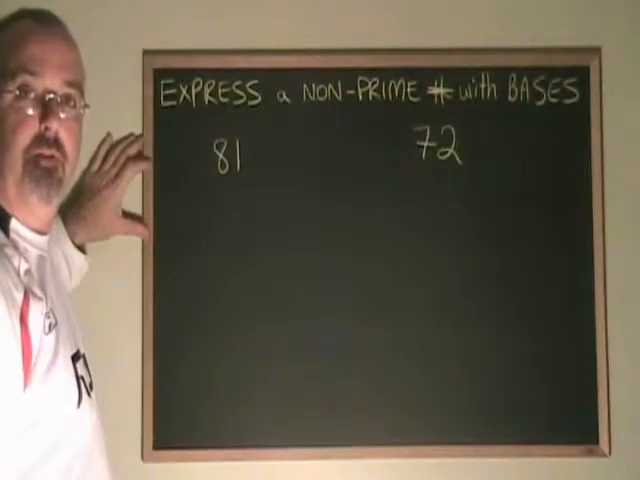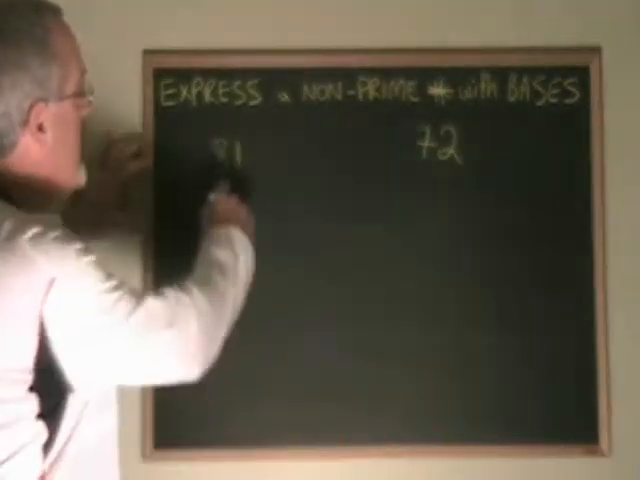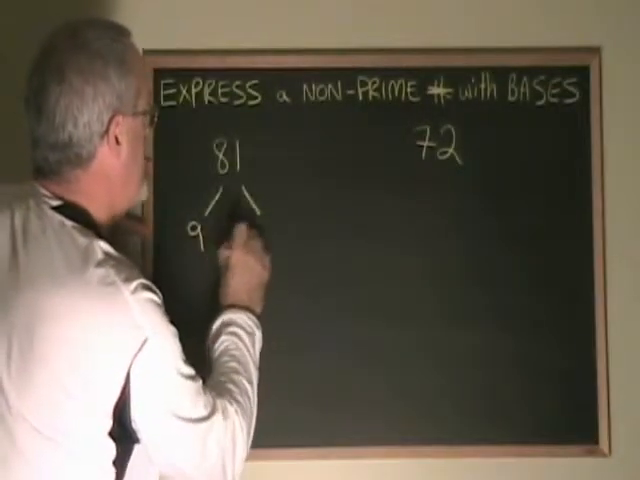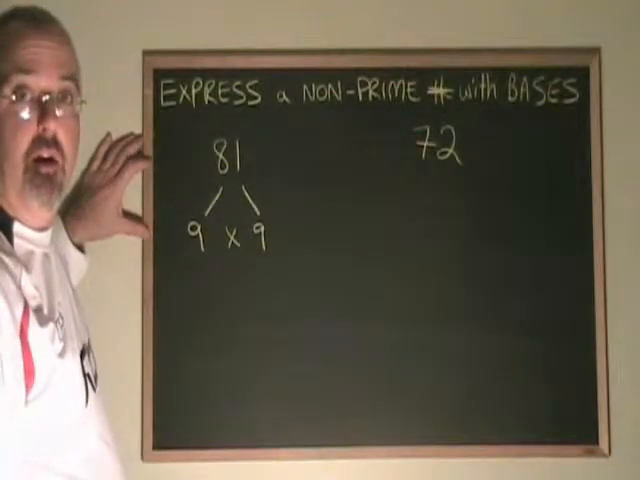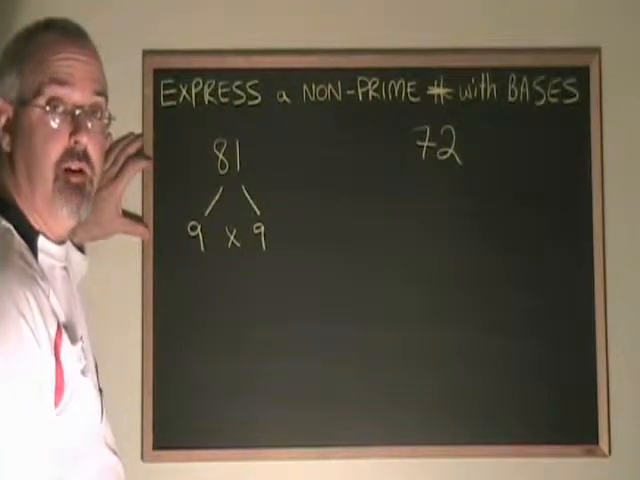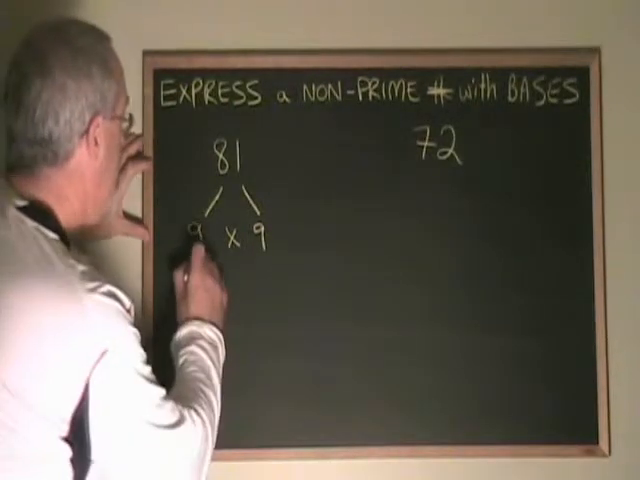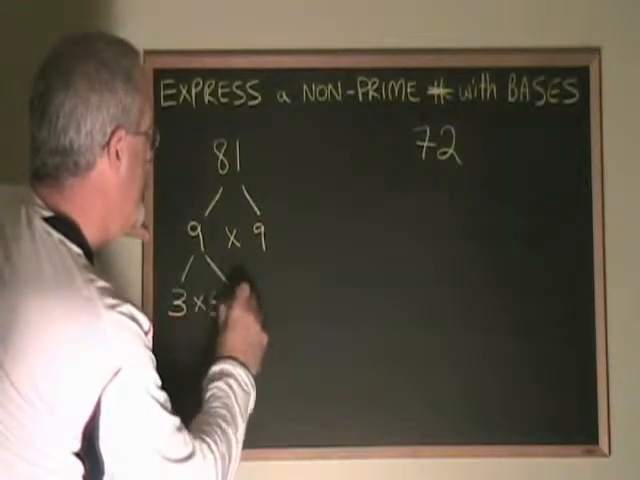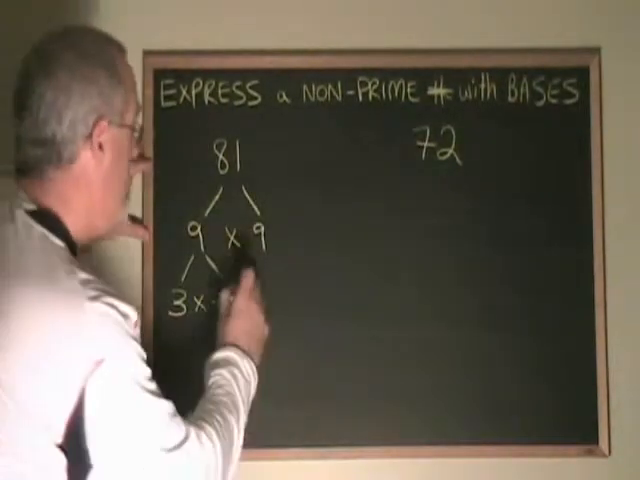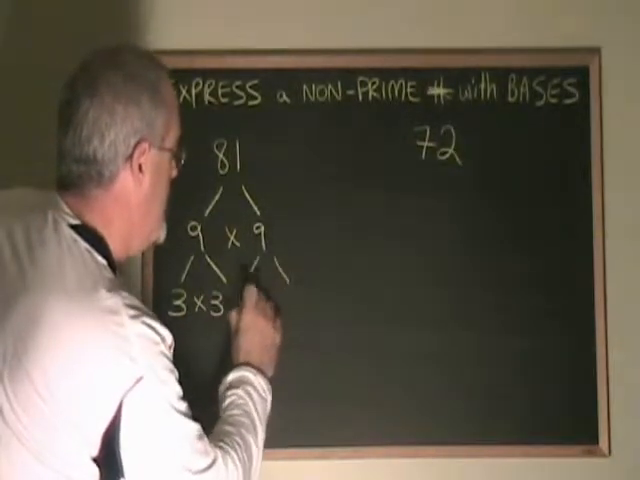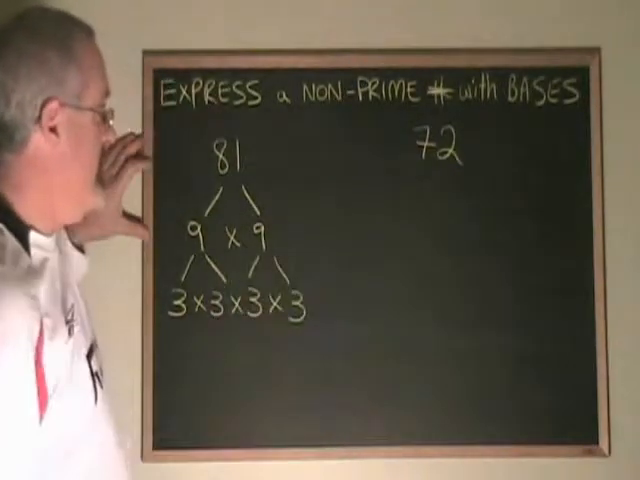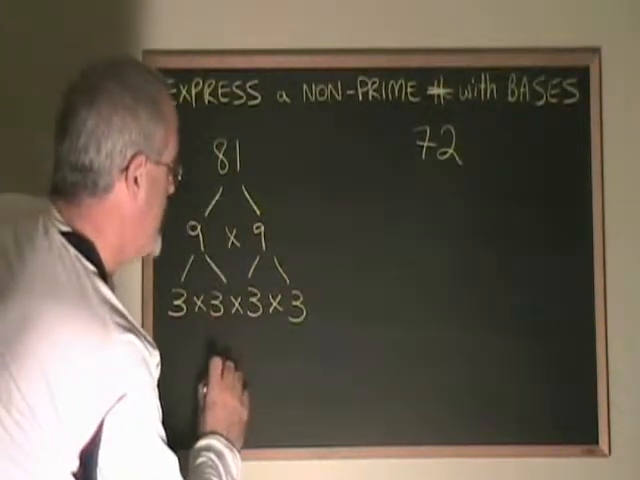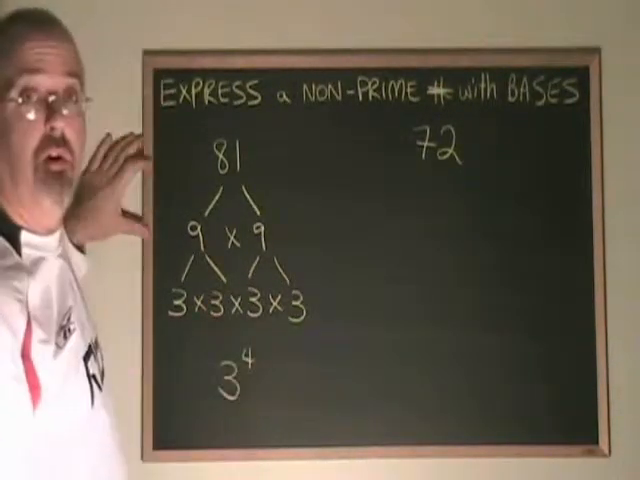Let's look at a couple of different examples. 81 can be expressed as 9 times 9. And 9 is not prime. 9 has 3 times 3 as factors. So I take this 9 and I express it as 3 times 3, and I do the same with this 9 over here. I'm finished because all of these 3's are prime. We have 4 of them, so 81 can be expressed as 3 to the power of 4.